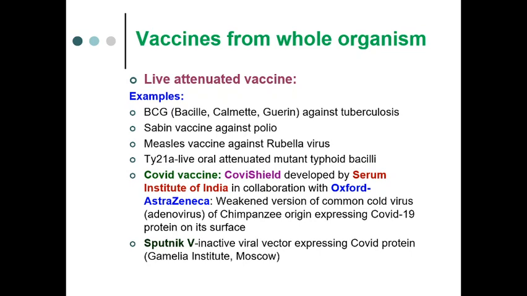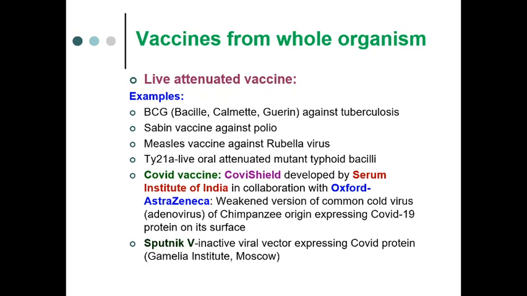Recently, for the typhoid bacilli also, Ty21a, a live oral attenuated vaccine, has been developed. It is against a strong antigen of the typhoid bacilli. Therefore, it is coded as Ty21a.